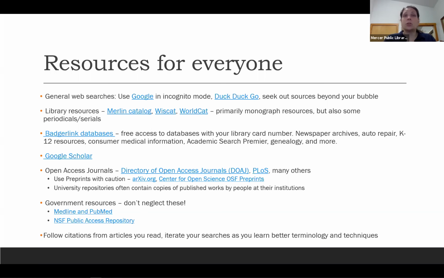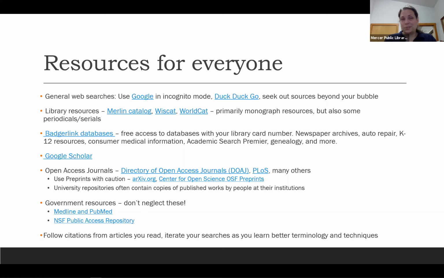And BadgerLink databases are great because they include a lot of EBSCO databases. EBSCO is one of the major publishing aggregators. Well, they're a publisher in themselves, but they also aggregate their publications into databases that are searchable by keyword, by subject, by author. You can follow citations through them to find new resources. So these databases are very well organized to help you accurately find what you're looking for.